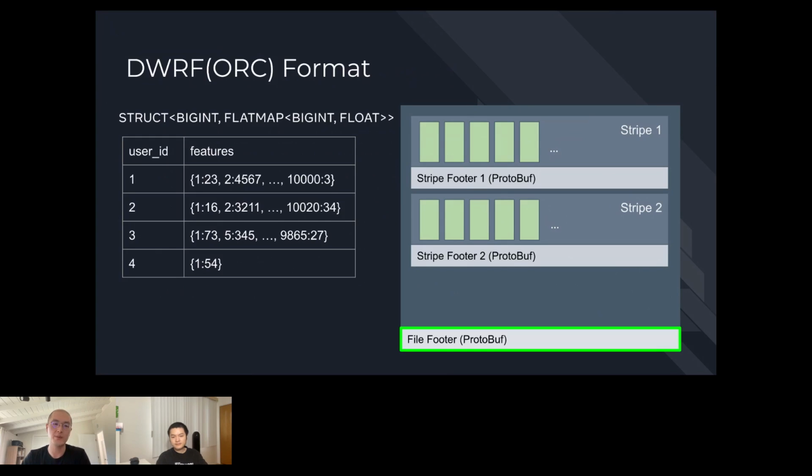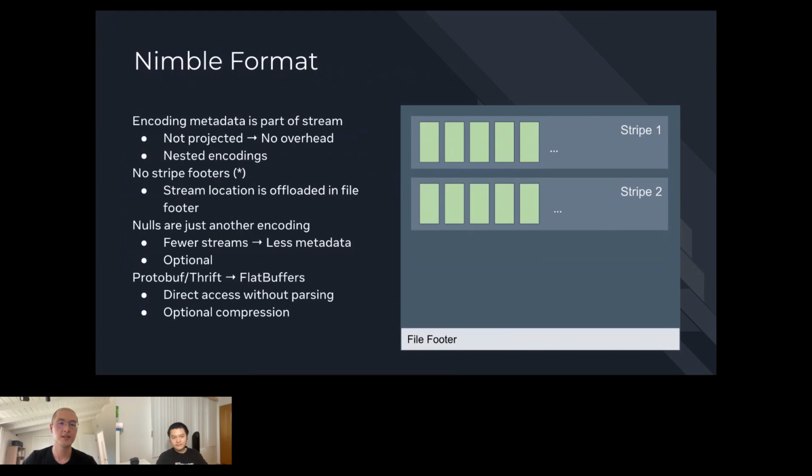But since the stripe footer is scattered across the file, each stripe has a stripe footer at the end of the stripe, we also need to know the location of the stripe footer. We can get the location of the stripe footer by looking at the file footer, which is located at the end of the file. And then by looking at that location, we're able to locate the stripe footer, and in turn, we're able to locate the data stream that we're interested in.